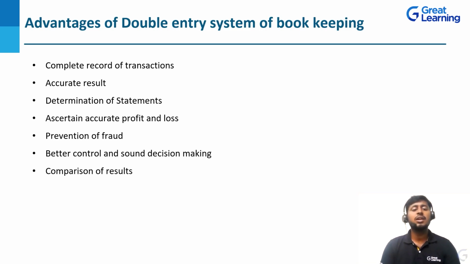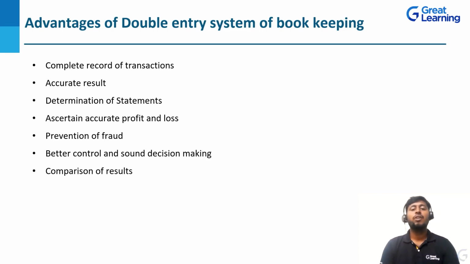Next, ascertain accurate profit and loss. Because in this double entry system of bookkeeping, everything will be there, from A to Z, all the activities from the day the office starts till the close. They are going to record all the transactions or all the activities in the organization, so they cannot miss any transaction. Everything will be recorded, and with that help they can prepare the books of accounts, that is your journal entry, ledger account, trial balance, P&L account, financial statements, and they can get accurate profit or loss information.